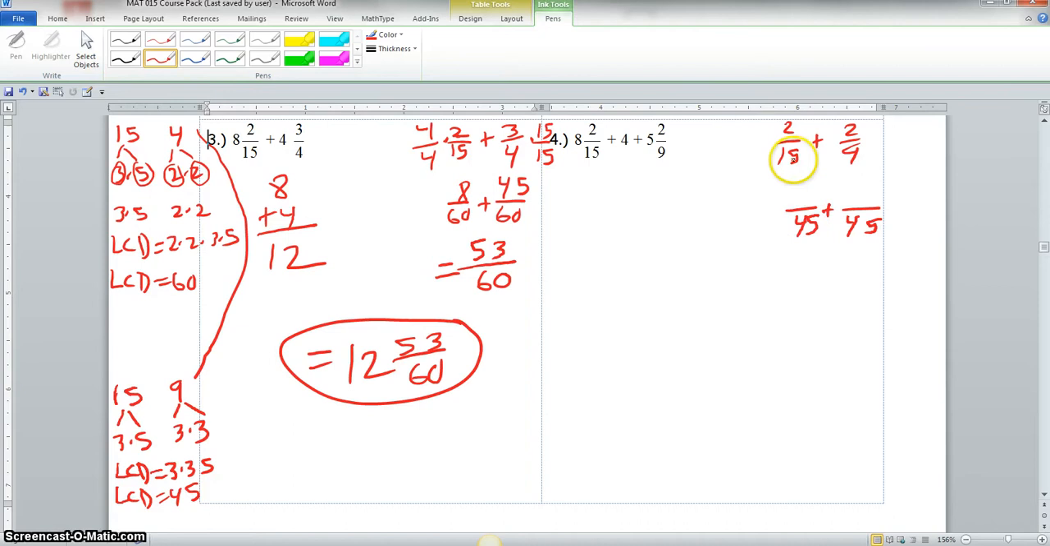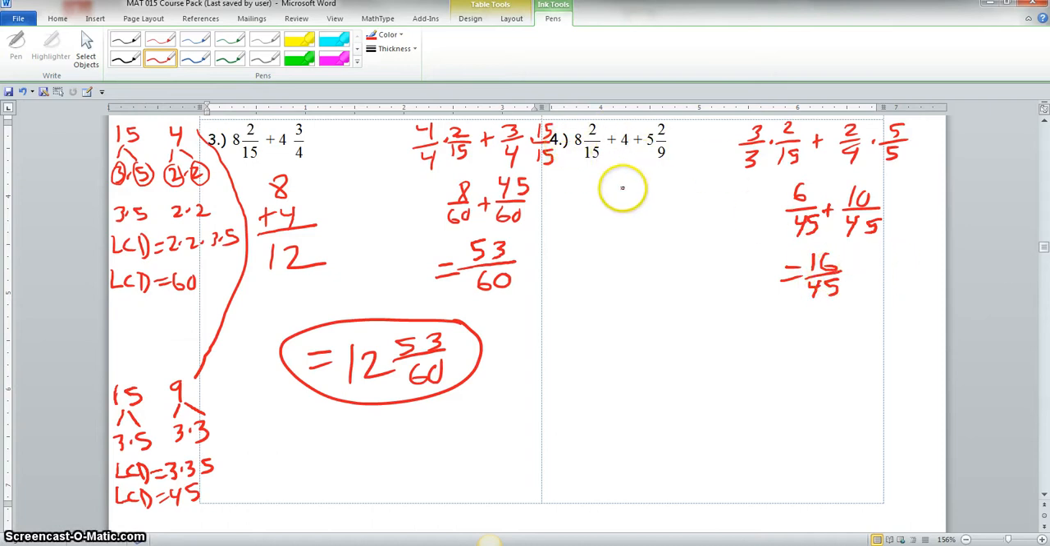So we say 45 divided by 15 is 3. So we multiply our numerator and denominator by 3, and that will give us 6 over 45. 45 divided by 9 is 5. So we'll multiply our numerator and denominator by 5. That will give us 10 over 45. Now we add them together. This would be 16 over 45. Now 16 and 45 has nothing in common, so this would take care of our fraction.